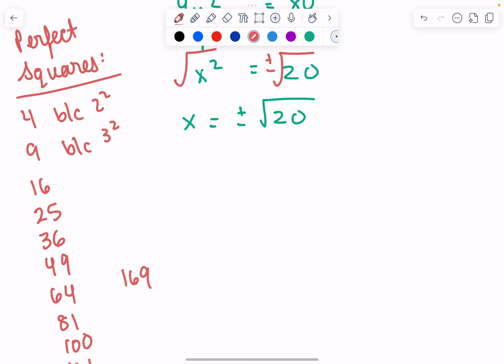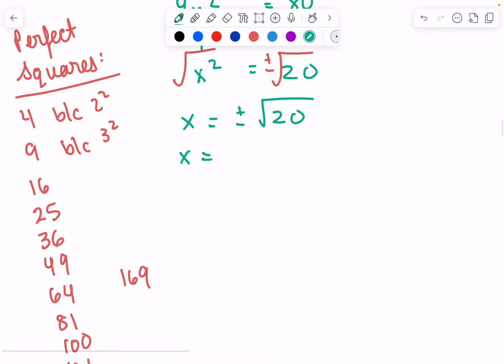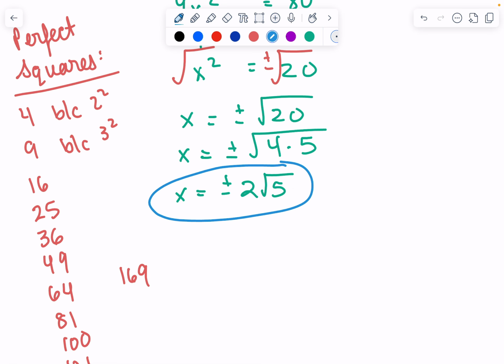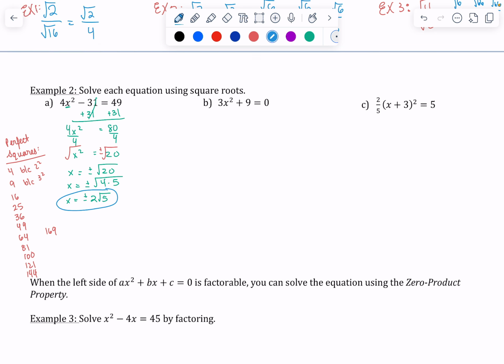Okay, so is there a perfect square that goes into 20 evenly? The answer is yes, 4. So I can rewrite this as 4 times 5. What's the square root of 4? 2. So I take it out of the radical. 5 is not a perfect square, nor does it have a factor that is a perfect square. So I would leave my answer like that. Okay, let's do the next one.